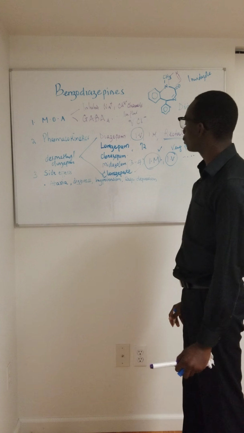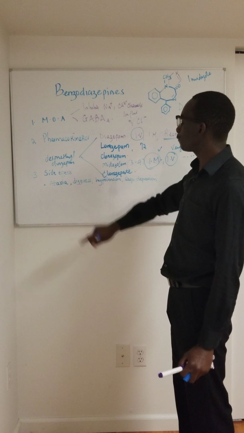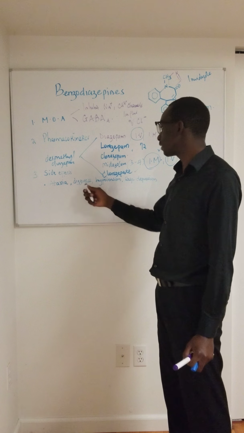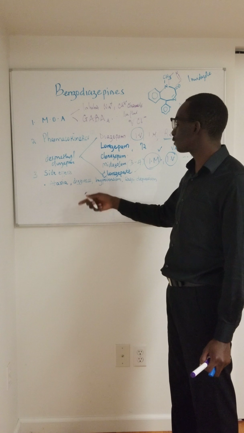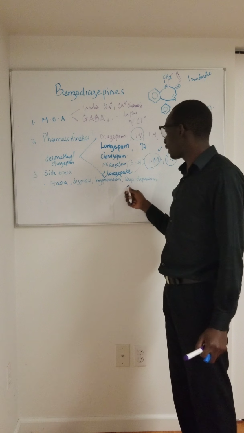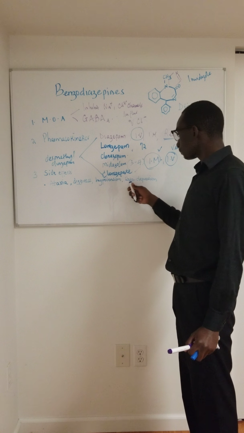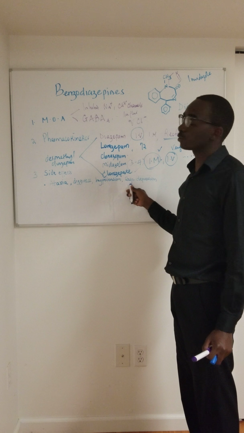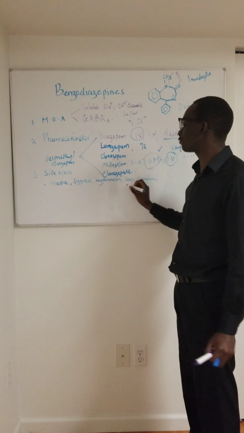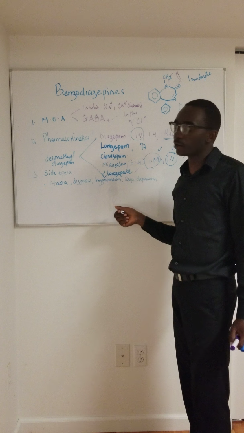Now, if we look at the side effects of these drugs, we have what we call ataxia, which is impaired movement. Dizziness is seen, even in low doses, along with hypotension, and they do cause what we call respiratory depression. Therefore, caution should be taken when giving these drugs in children and elderly people.